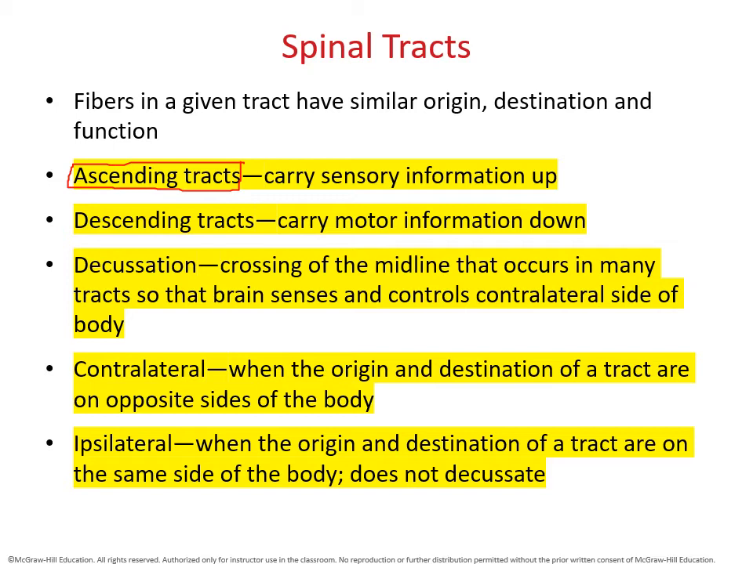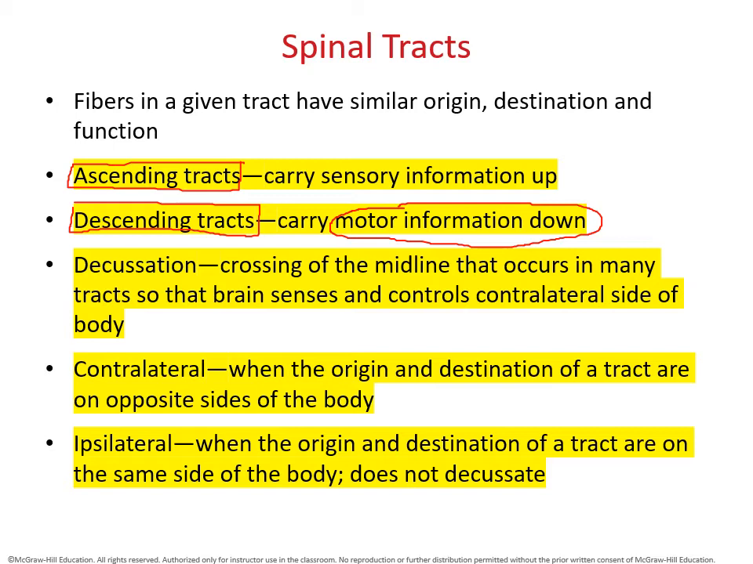Descending tracts means that the message is traveling downwards or away. So this is going to be what we're going to do when we do our ventral or anterior movement, meaning towards the belly, and that is for us carrying motor information down. So the posterior side is more about ascending, and the ventral anterior side is more about descending. You can see how the sensory and the motor kind of have their individual entities as to where they are located and which way they are traveling.